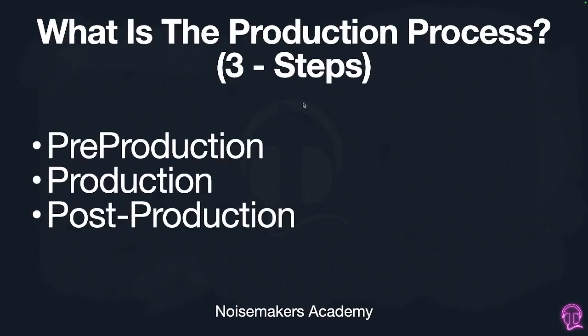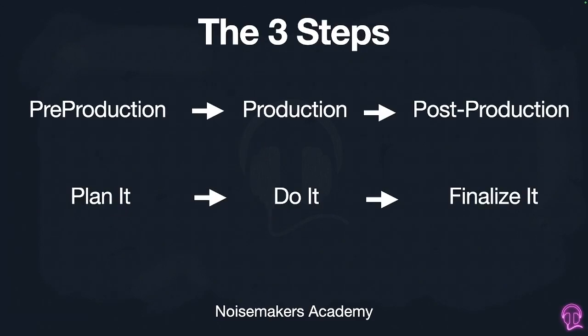So what is the production process? Well, there are 3 steps. Okay, that's going to be pre-production, production, and post-production. And this is more of a traditional workflow, meaning the pre-production goes into the production and then we do post-production. Okay. Another way to think about that is that we plan everything, then we actually do it, and then we finalize it. So what do we want to focus on when we're in the pre-production stage?